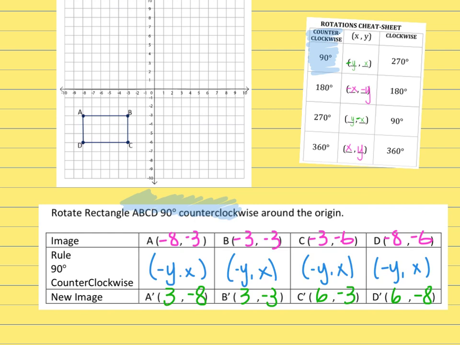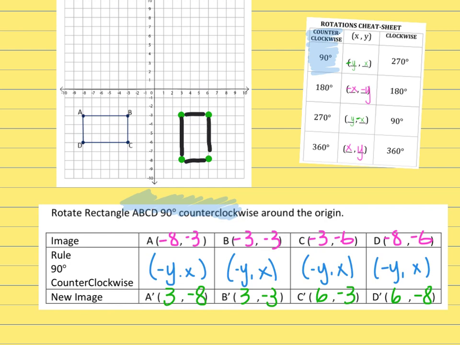Okay, now I'm going to graph this. Point A is now going to be +3, -8. Point B is +3, -3. Point C is +6, -3. And point D is +6, -8. Then I'm going to connect those. I'm going to fill in the numbers so I can actually see how it was turning.